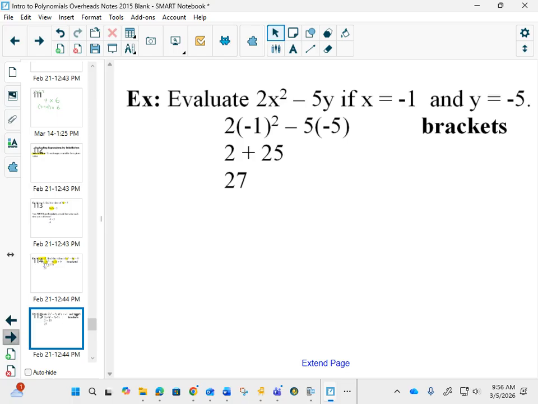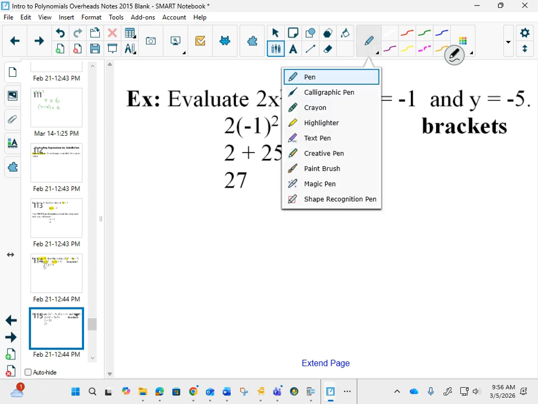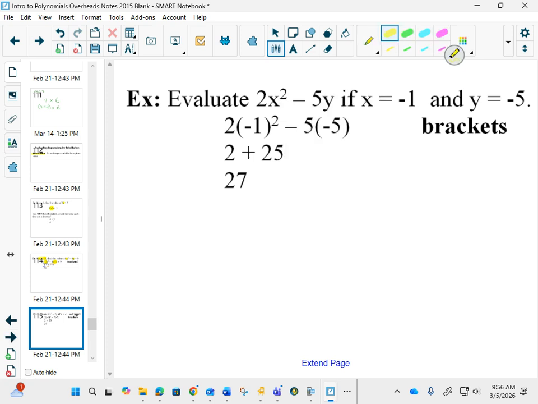This is going to be on your quiz tomorrow as well. Can you plug in the numbers? And then can you solve it? This one has two things. I'm going to take out two different colors of highlighters. It tells me that x is -1. I'll do that in yellow. And y is -5. I'm going to highlight that in green.